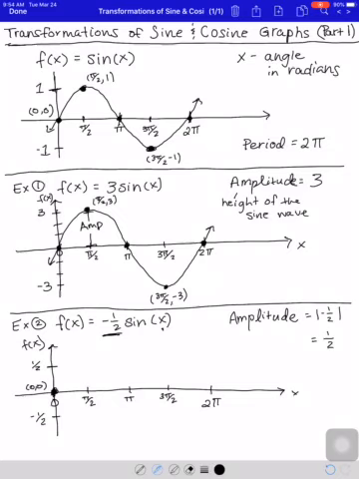That means that we're reflecting over the x-axis. So instead of traveling up to positive 1/2, I'm actually going to start by traveling down to negative 1/2. And this is going to be my next point, pi over 2 comma negative 1/2.